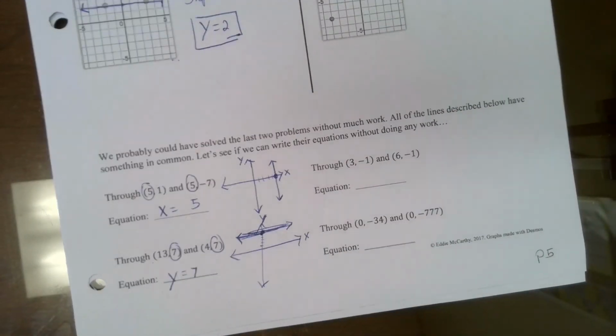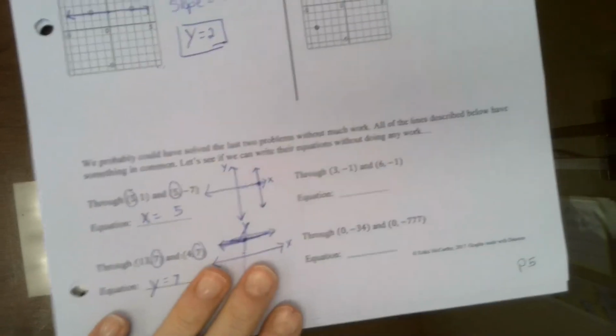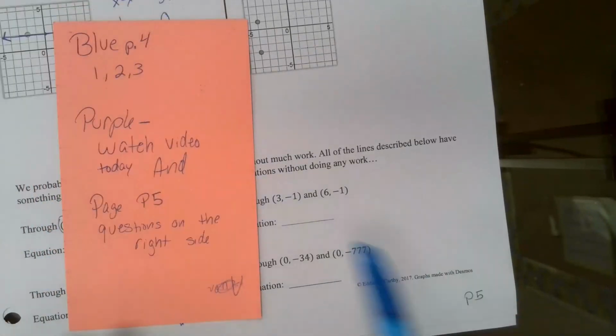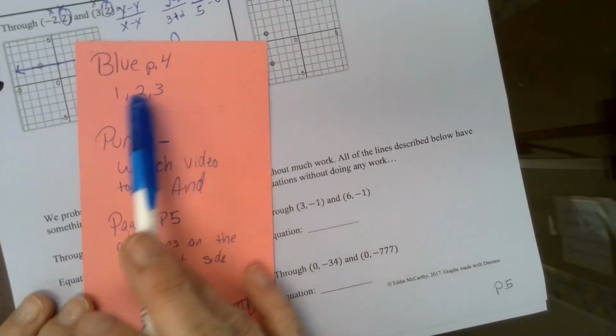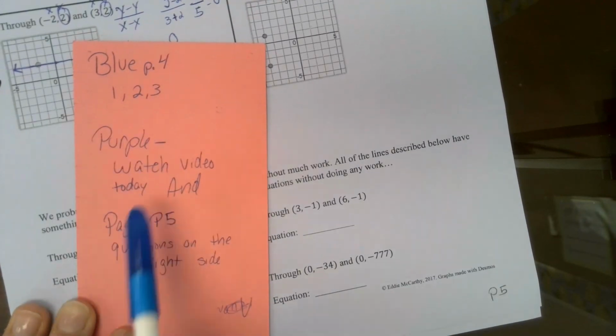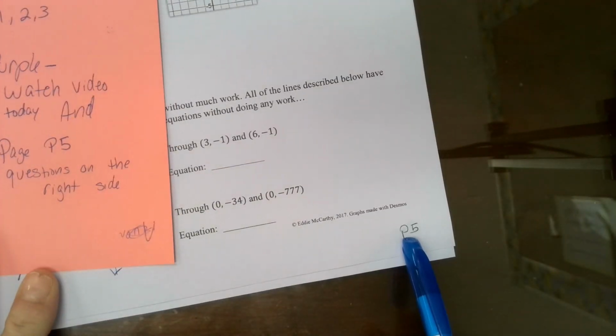Okay, so this should give you enough notes for your homework. Your homework again. The blue packet, which are the word problems, numbers 1, 2, 3, 4, starting on page 4. Purple, watch this video and then do page 5 questions on the right side. So that's this and those 4 equations there.